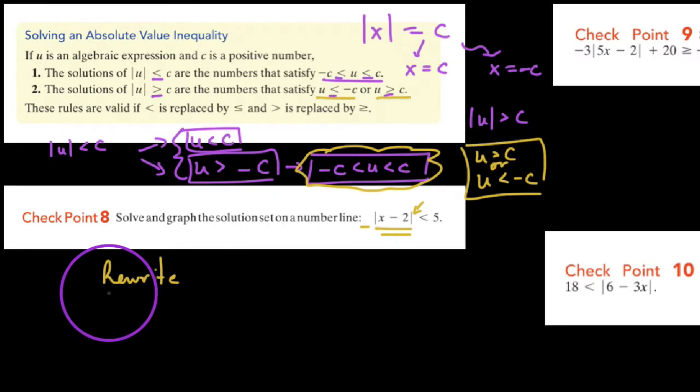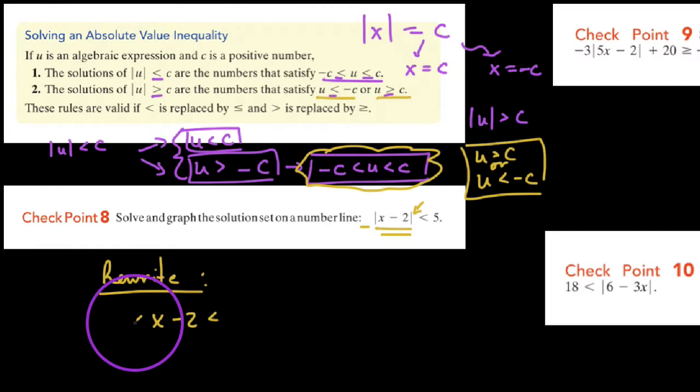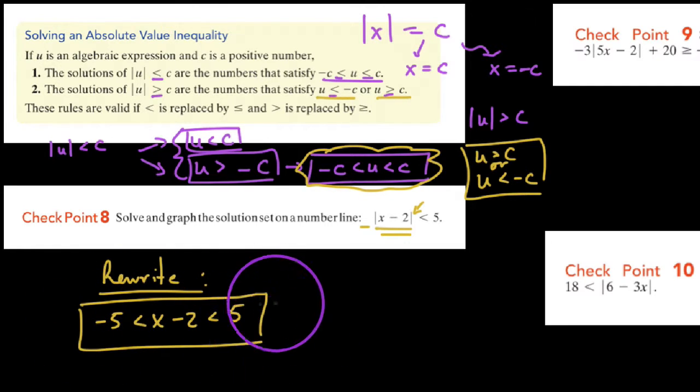Now, I notice that this is a less than relationship here, which means that this x minus 2, if we were going to rewrite it as they have it up top, we would rewrite it thusly. We would say x minus 2 is less than positive 5 and greater than negative 5. So this is our compound inequality right here, and this is what I really want to shove everybody towards.